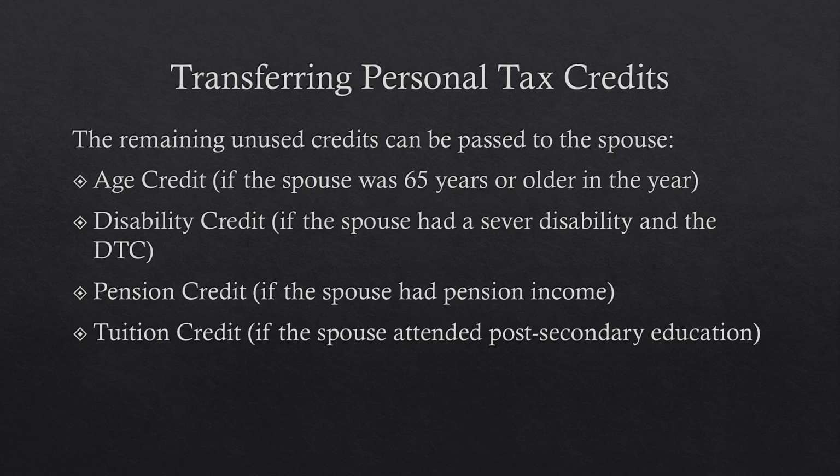Next, we'll look at transferring personal tax credits. So the remaining unused credits, they can be passed to a spouse. So one is the age credit. So if a spouse was 65 years or older in the year and they don't use that credit, it can be passed on. Same with the disability tax credit, pension credit, and tuition credit.